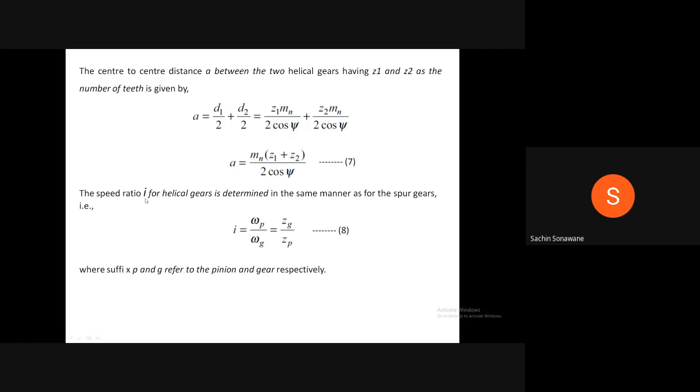The speed ratio I for helical gears is determined in the same manner as for spur gears, that is, speed ratio I is equal to omega p upon omega g is equal to zg upon zp. Equation 8, where suffixes p and g refer to the pinion and gear respectively. Therefore, write down this.